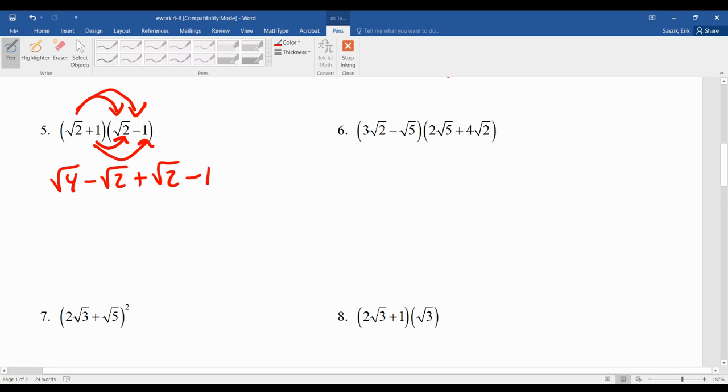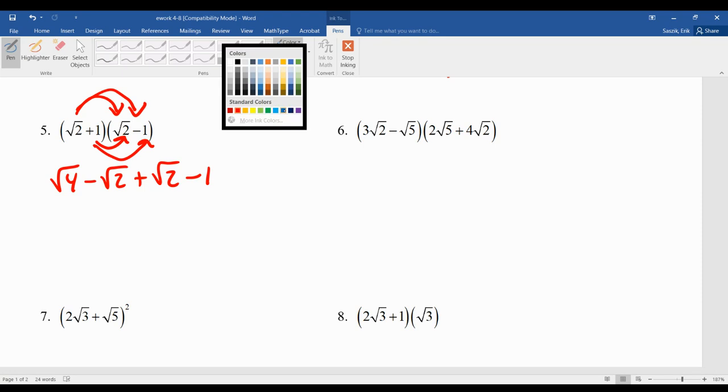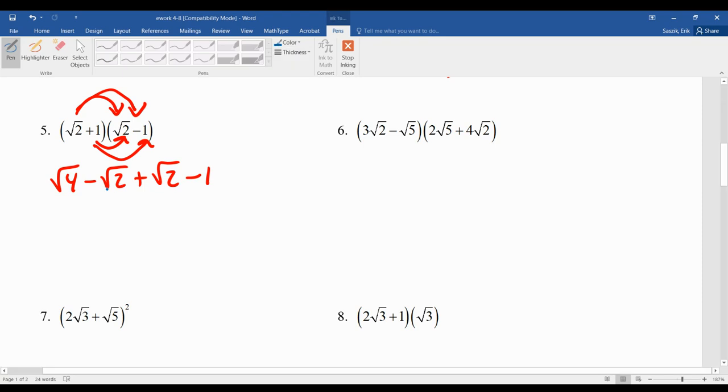Okay. Now check this out. This is kind of cool. In the middle, we have like terms. We have negative root 2 and positive root 2. They can be combined, and actually in this case, they just cancel out, right? Because one's a negative, one's a positive. Square root of 4 becomes 2. You got this minus 1, so our final answer is just 1.